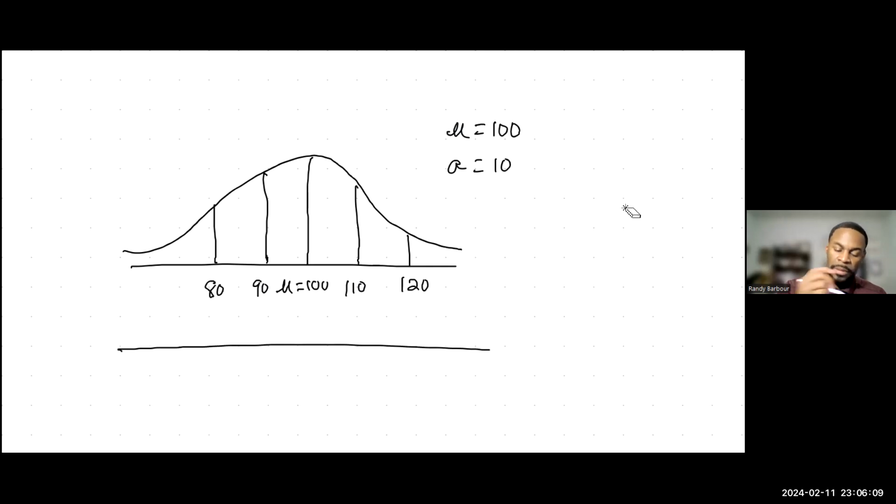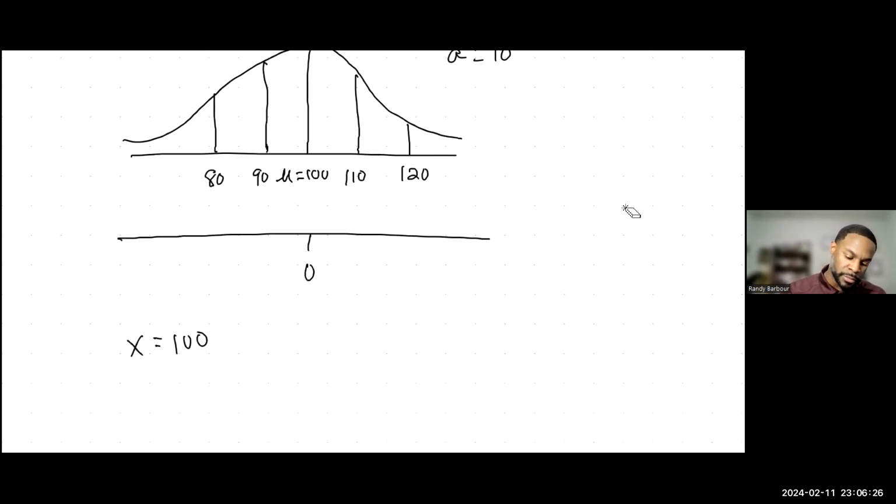We know if this is my mean, this is going to be 0. And I know this is 0 because if I scored a value of, let's say, 100, and I want to get the Z score for an X value of 100, this is my Z score formula. So it'll be 100 minus 100 divided by 10.